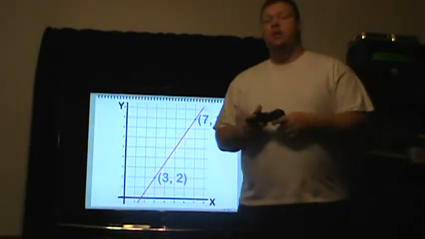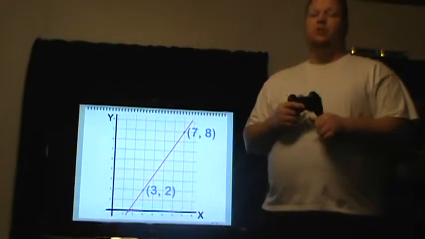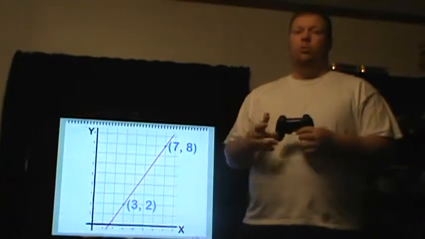That is the process of slope-intercept form, how you figure out what your other points are and the slope.